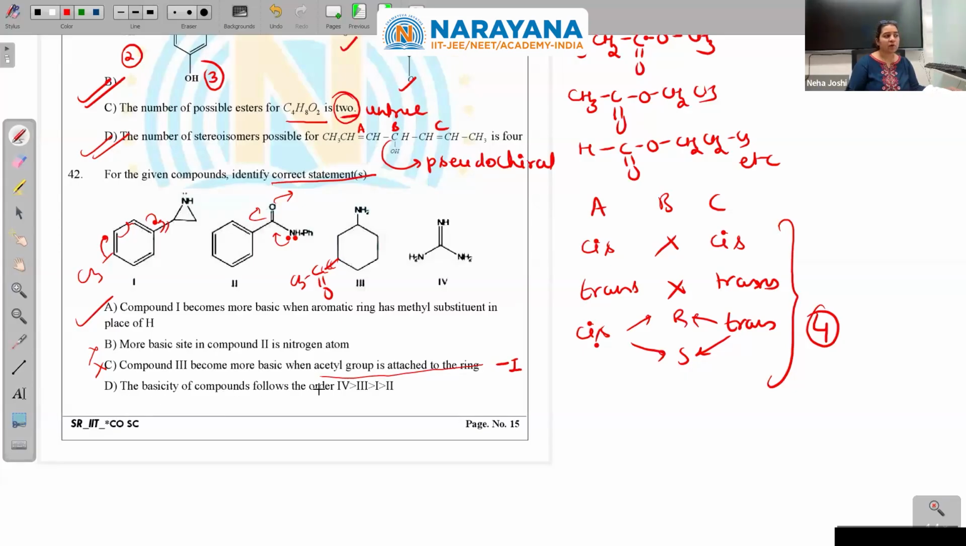The basicity of the compounds follows the order: 4, yes, guanidine, then 3 and 1, and then comes 2. 2 is going to be the worst, since it is an amide. 3 and 1 have similar hybridization, it appears, but the 3-membered ring will be a much poorer base. So D is the answer. The answer for 42 is A and D. Okay. Moving to 36.